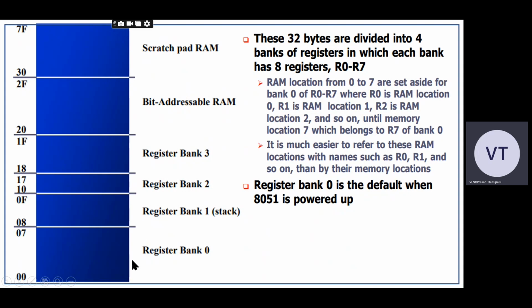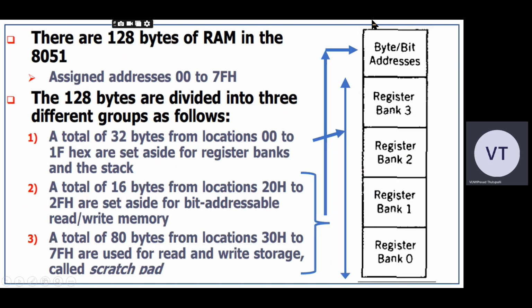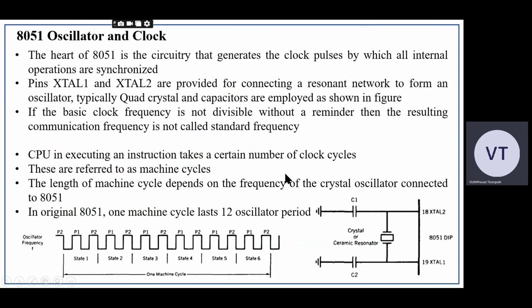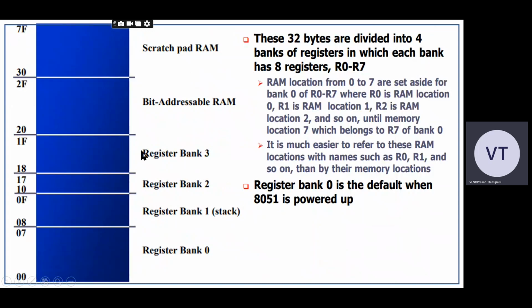So once again, this entire 128 bytes of memory is divided into three parts. The first part is 32 bytes, which are called register bank bytes: bank 0, bank 1, bank 2, and bank 3. Bank 0 is a group of 8 registers. Bank 1 is a group of 8 registers. Bank 2 is a group of 8 registers. Bank 3 is a group of 8 registers.